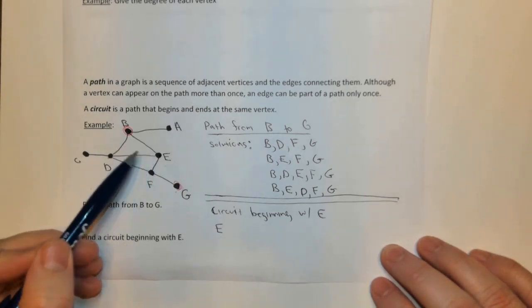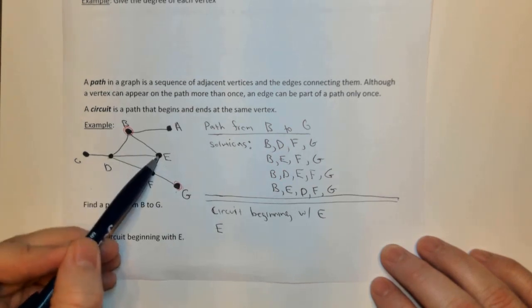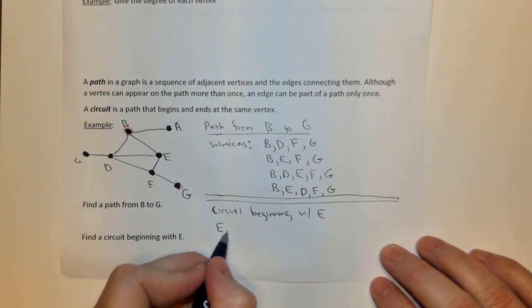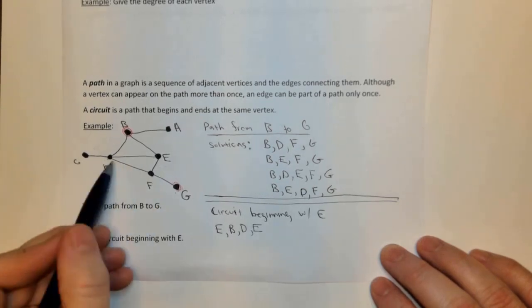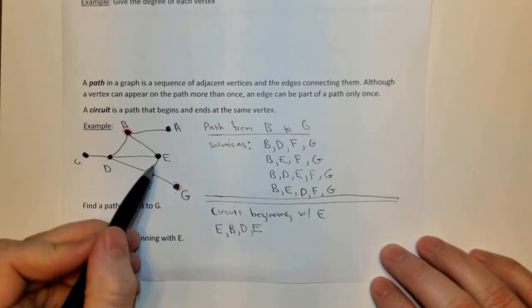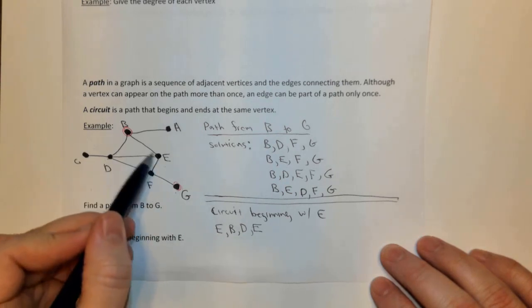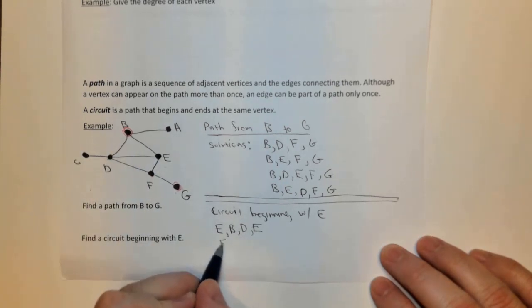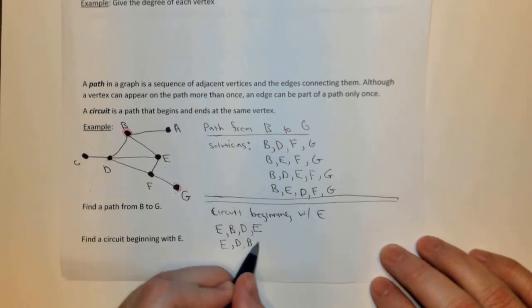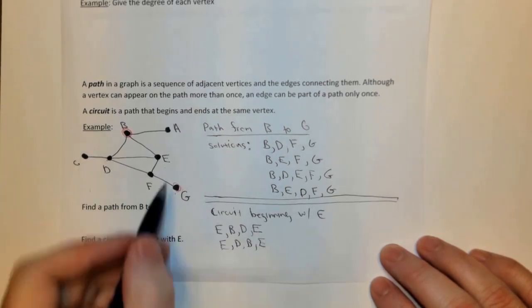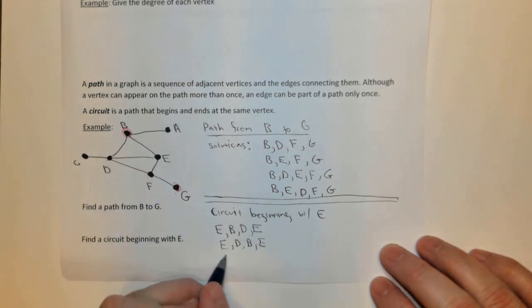So I could go around the triangle. E, B, D, E. I could do this triangle. Oh, before I do that, I could go the other way. I went E, B, D, E. I could have done E, D, B, E. And go around this triangle as well.